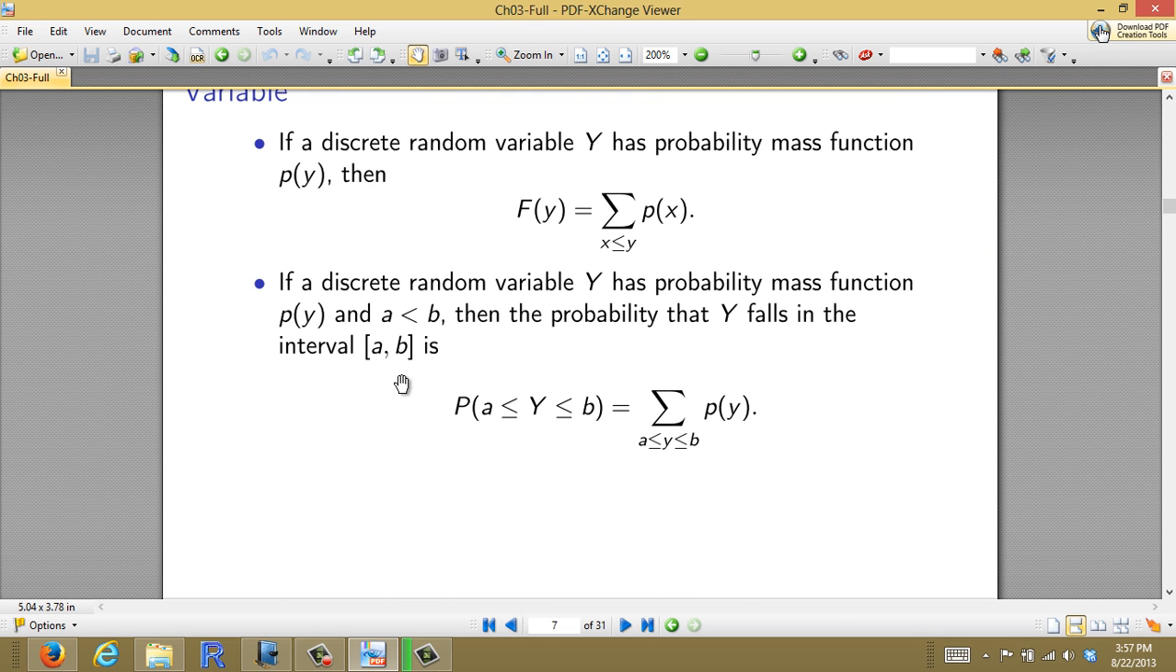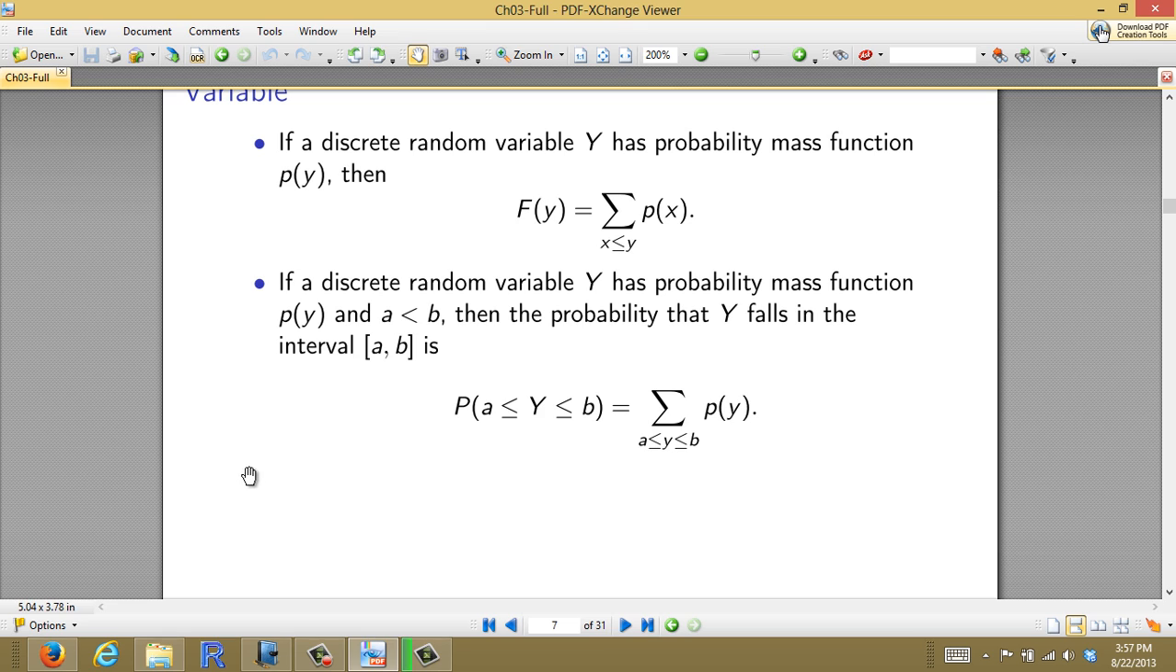And the PMF and the CDF are directly related for a discrete random variable. If we have a discrete random variable y that has PMF p of y, then the CDF is obtained by finding all the values of x that are less than or equal to y, and then adding the probability mass function for all of those values of x.